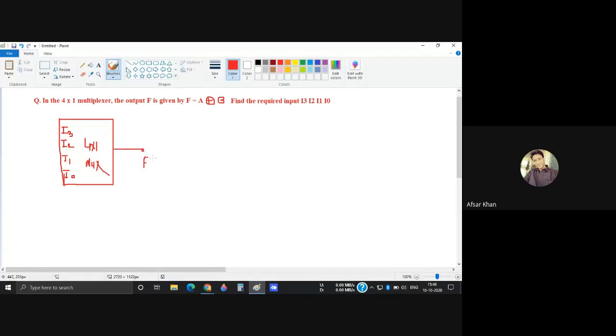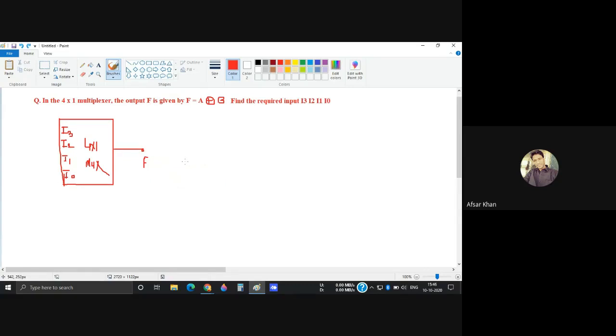So tell me what is F? F is the XOR output, A XOR B. So what does A XOR B mean, students? A XOR B is nothing but A bar B plus AB bar. Okay.